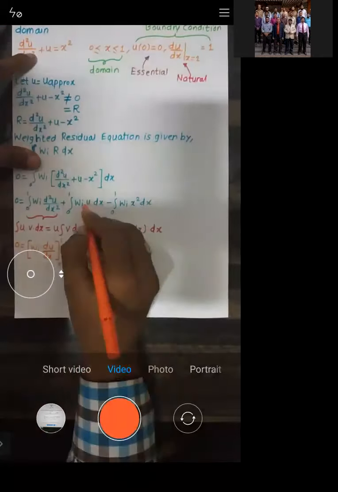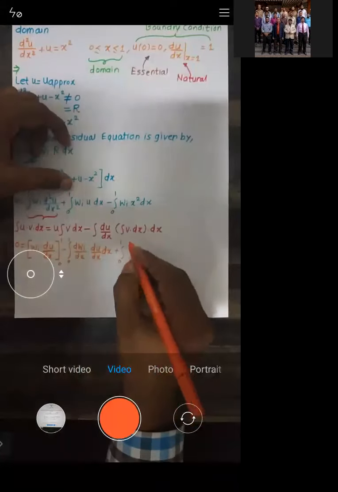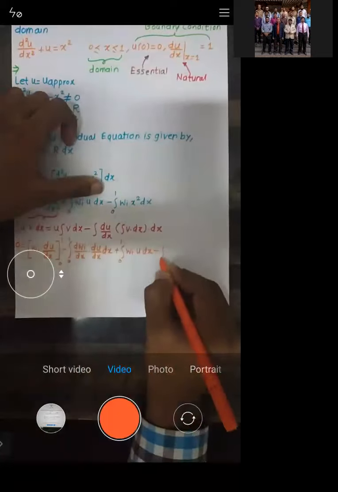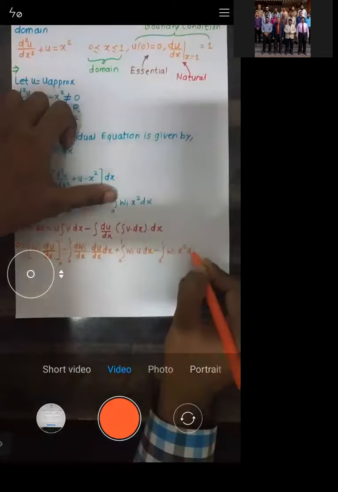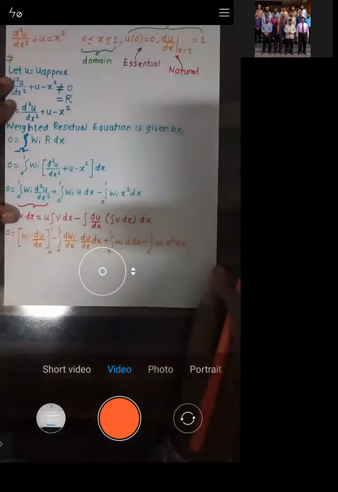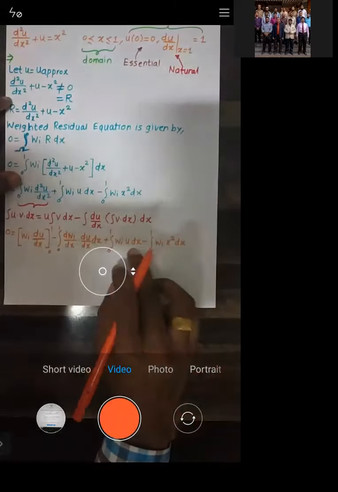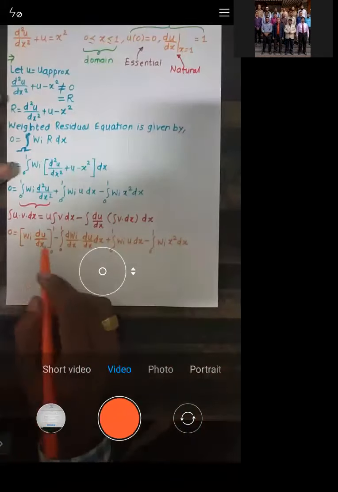And the rest of the terms, I'll just write down as it is, plus integration 0 to 1 w into u into dx minus integration 0 to 1 w into x square into dx. Is it okay? Right? See, rest of the two terms are written as it is. Now you can see we have integrated it, so obviously we need to give the limits.